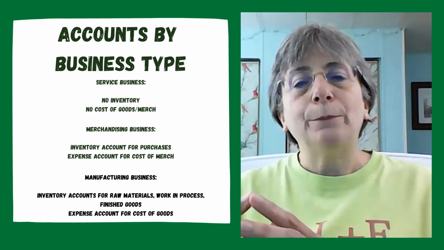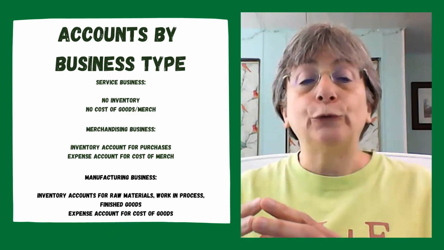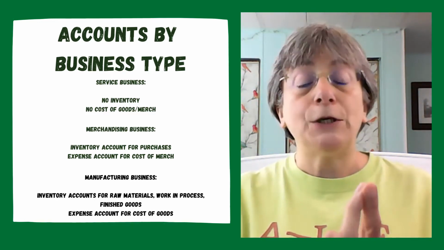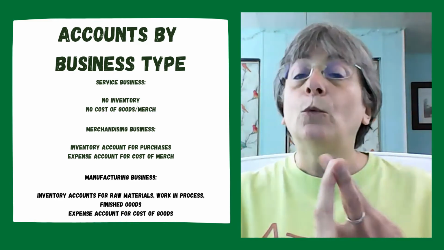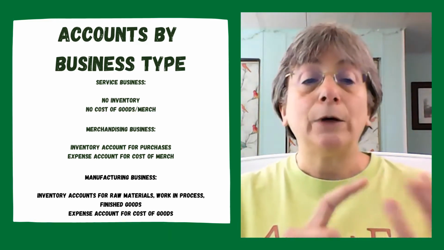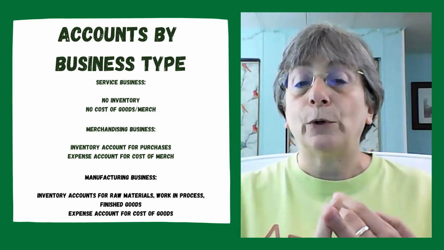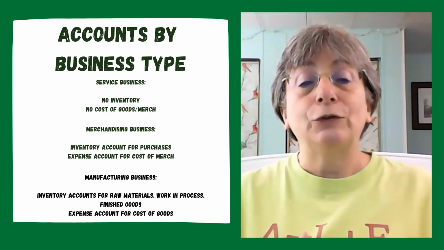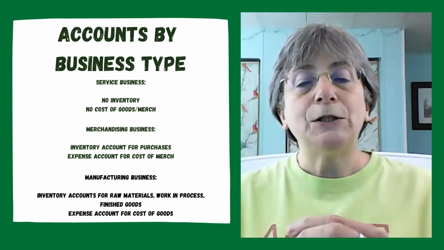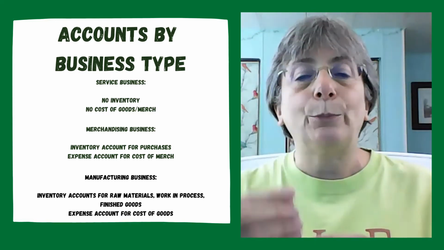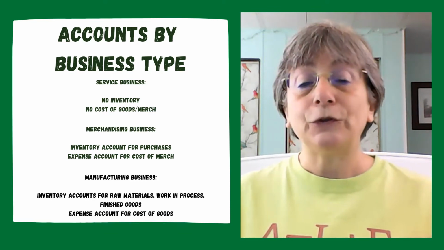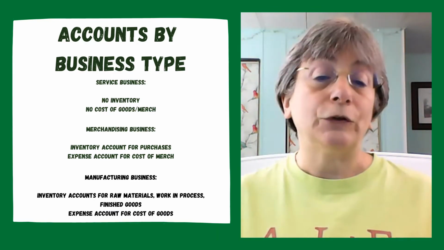A manufacturing business would need accounts for inventory for different things. It would need a raw materials inventory account, a work in process inventory account, and a finished goods inventory account, and an expense account for cost of goods, where you're buying raw materials to turn them into products that you will sell. Now, when a chart of accounts is set up for a business, you can add a numbering system.